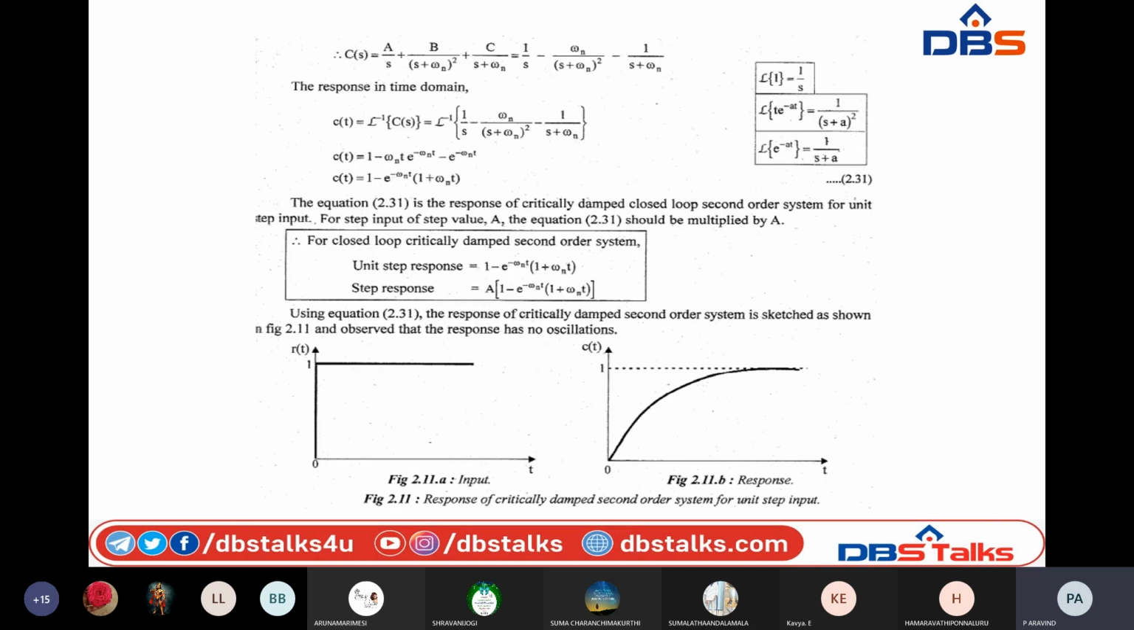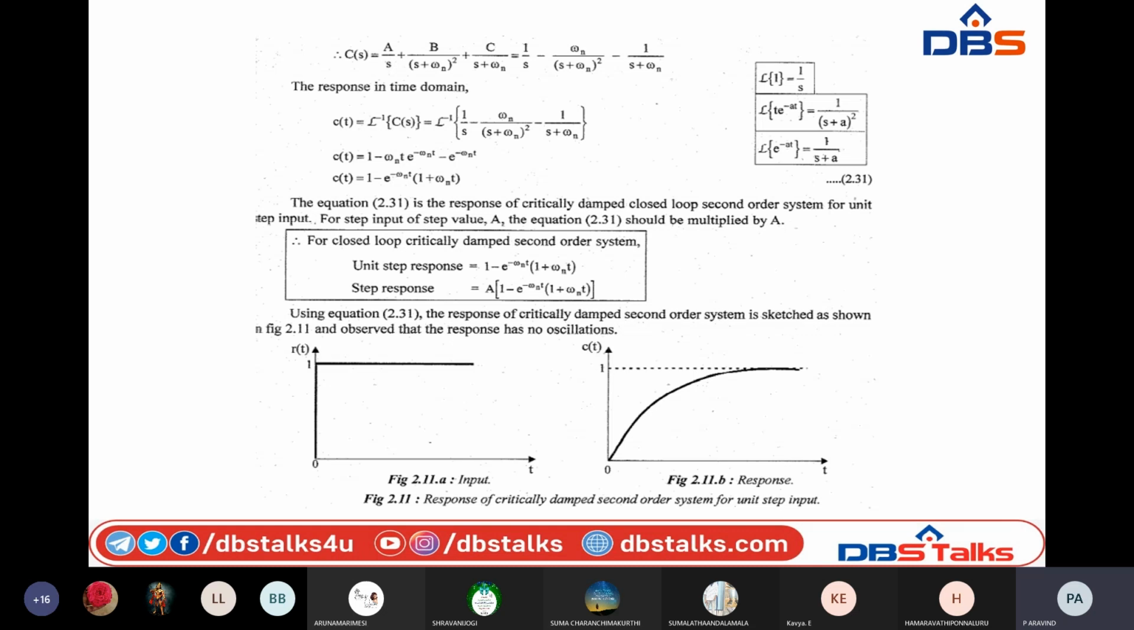We have finally C of s equal to 1 by s minus omega n by s plus omega n whole square minus 1 by s plus omega n. So up to now this is the response in s domain by using the partial fraction expansion. But our intention is we have to find out the time domain response. That is, we have to find out the response in time domain.